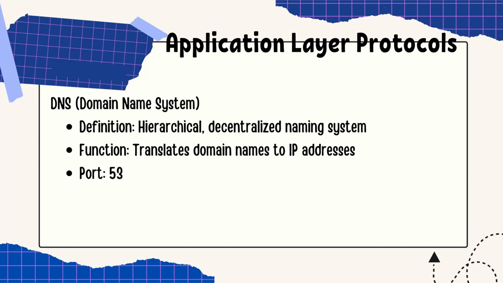Domain Name System, DNS, translates human-readable domain names into IP addresses. It's a hierarchical, distributed system that allows us to use memorable names like www.example.com instead of IP addresses. DNS typically uses port 53 for both TCP and UDP traffic.